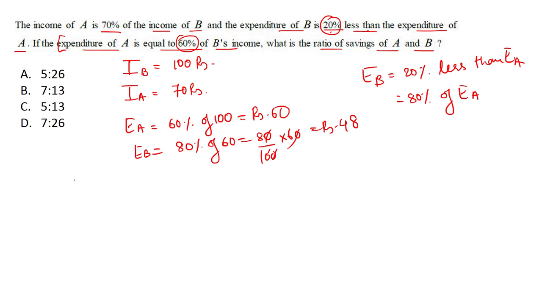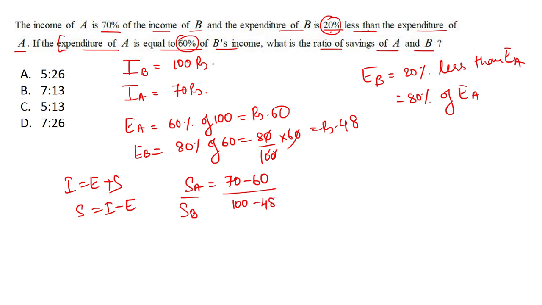So now savings, very easy. Income is equal to expenditure plus savings. So saving is going to be income minus expenditure. What is the saving of A? It is going to be income of A, that is 70, minus expenditure of A, 60. And savings of B is going to be income of B minus expenditure of B. So that is going to be 10 upon 52, that is 5 upon 26. So the ratio of savings of A and B is 5:26, option A.